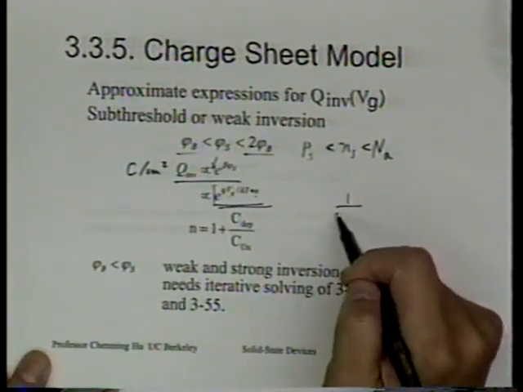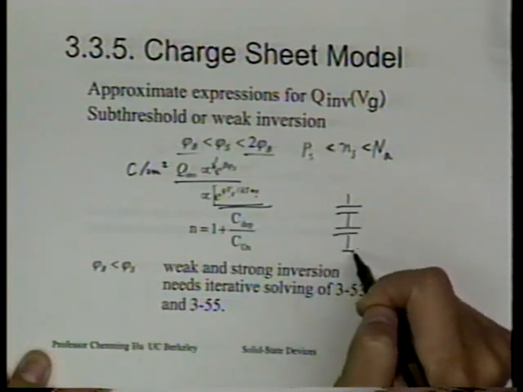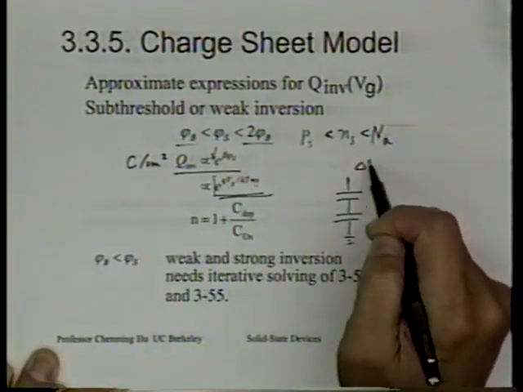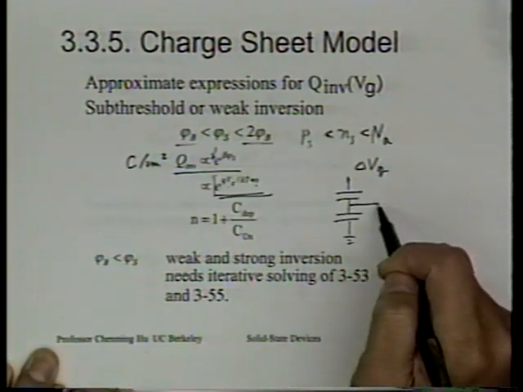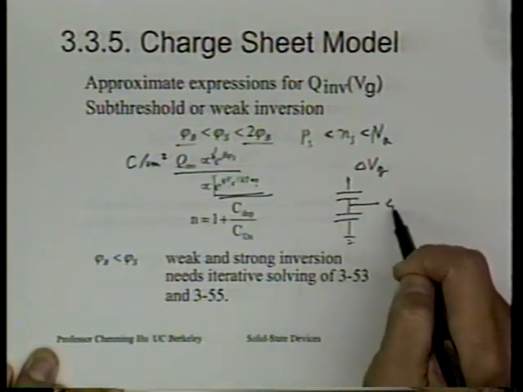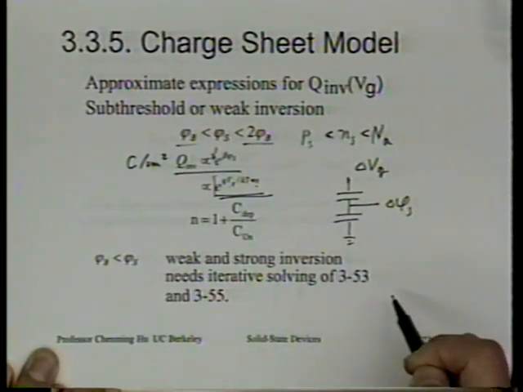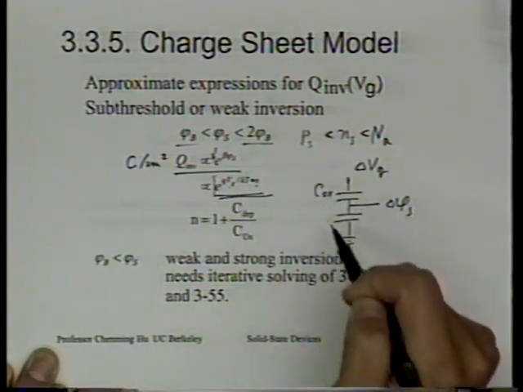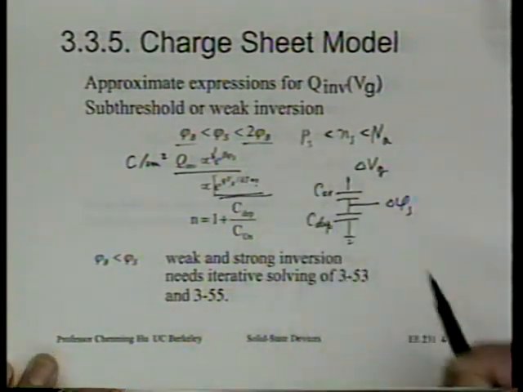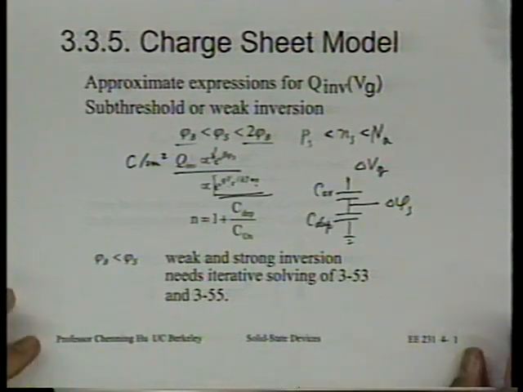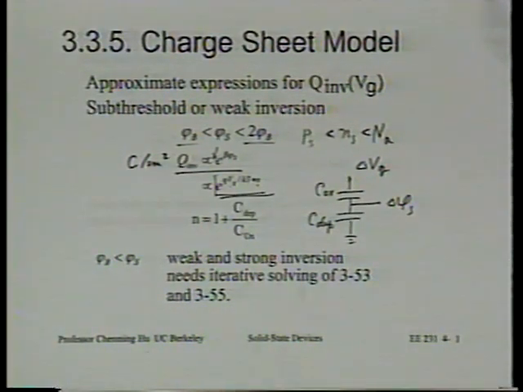And you can understand that by this equivalent circuit. We change Vg by a delta Vg. As a result, the surface potential is changed by delta phi s. This is the oxide capacitance, this is the depletion capacitance. Okay, so that's the charge sheet model. Any questions about the charge sheet model?